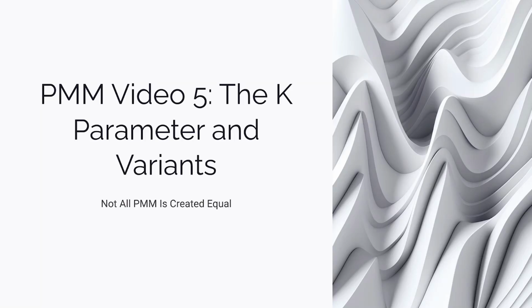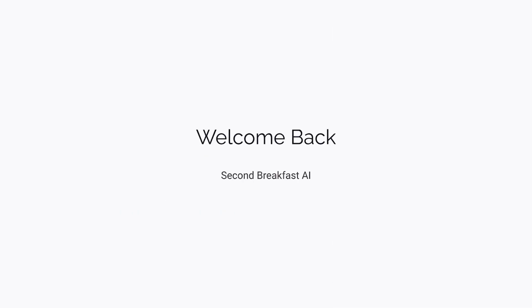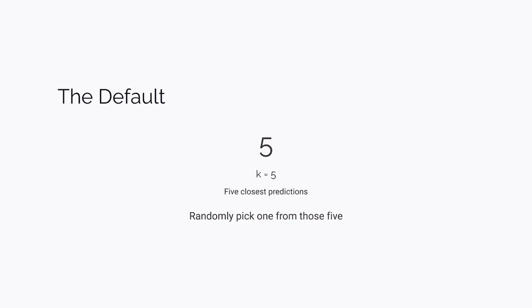Video 5. The K-parameter and variance. Not all PMM is created equal. Welcome back to Second Breakfast AI. We've been saying pick from the 5 closest matches, but why 5? And is there only one way to do PMM?